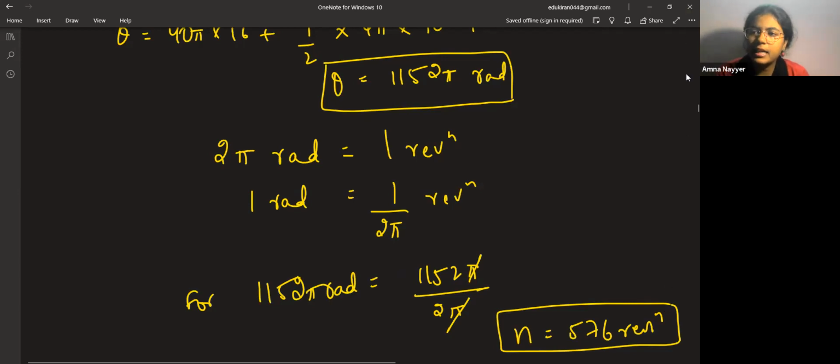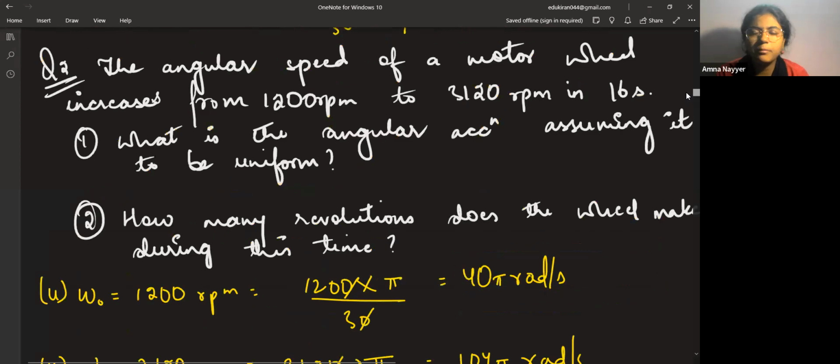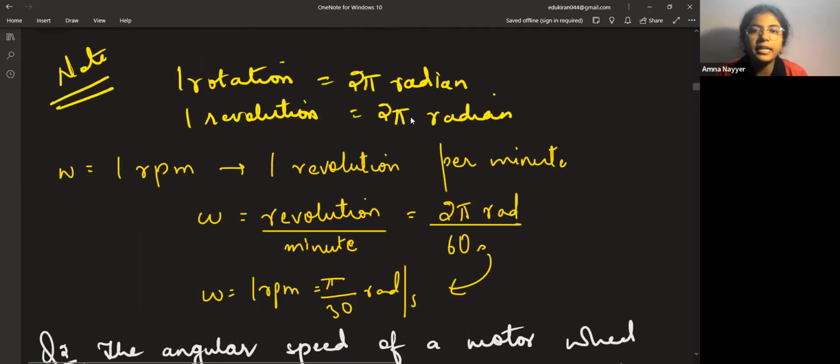Fine. Now we'll start with torque because a small derivation is also there. But first write down these points. Start writing it from here.